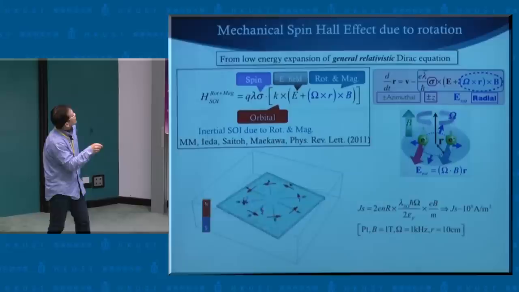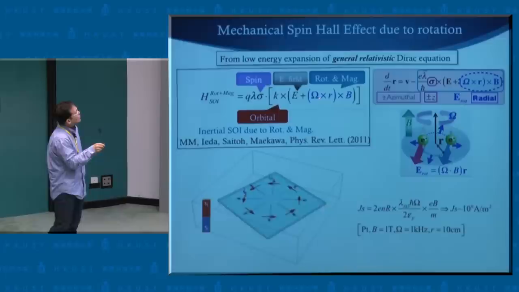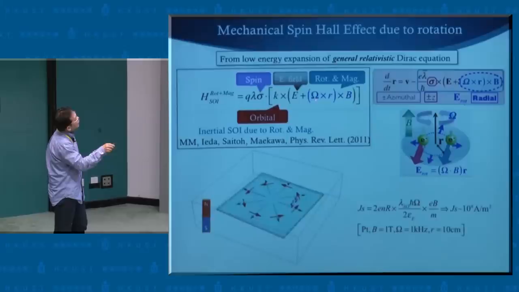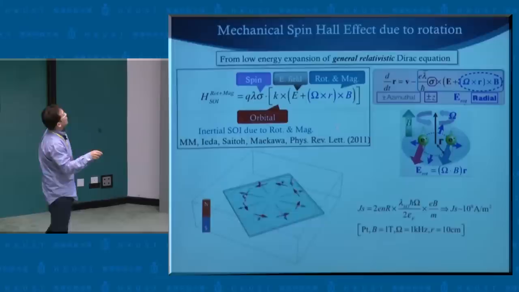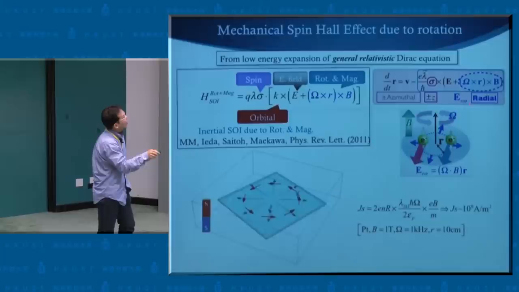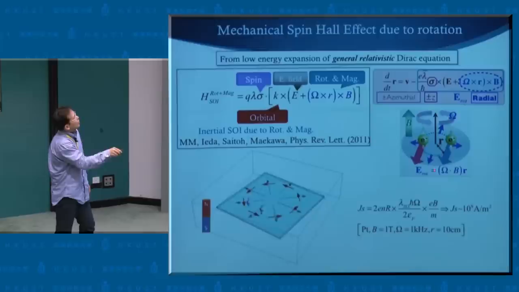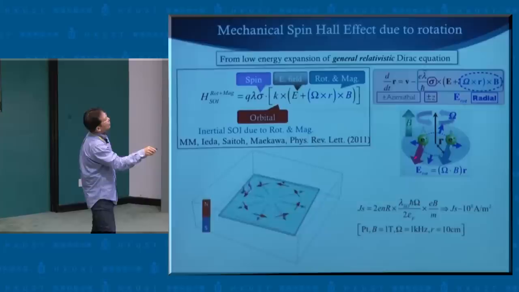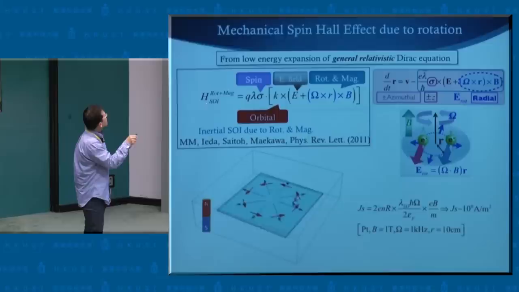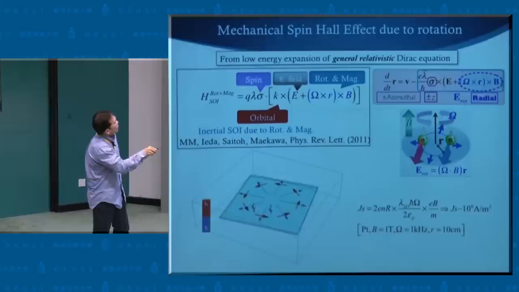In the presence of both rotation and magnetic field, the spin orbit interaction is modified in this form. Omega is the rotation frequency, so omega cross r is the rotation velocity. This is very similar to v cross B. From this spin orbit interaction, we have the spin dependent velocity as shown here. If we apply the magnetic field parallel to the rotation axis, then this blue part becomes the radial effective electric field. From this spin orbit interaction, up spin goes in this way and down spin in the other way. So we obtain the spin current in the azimuthal direction.